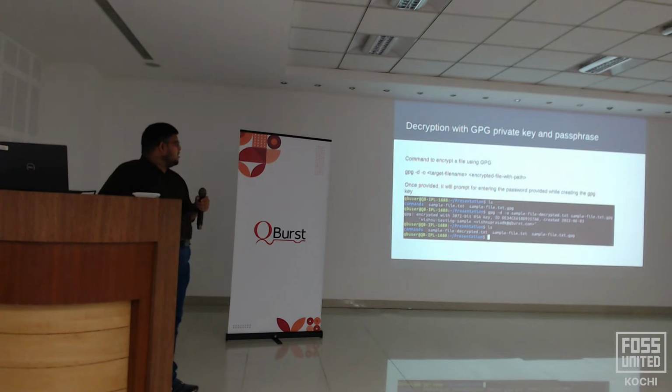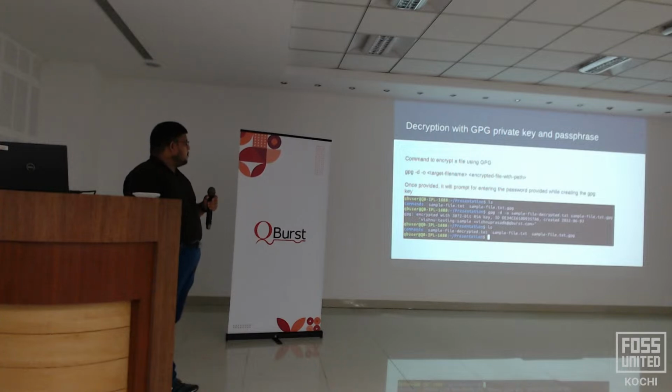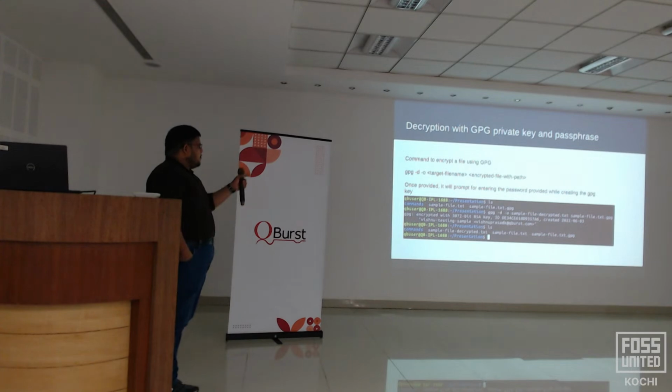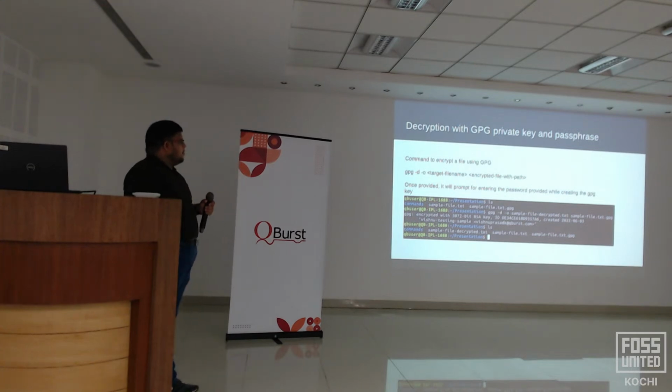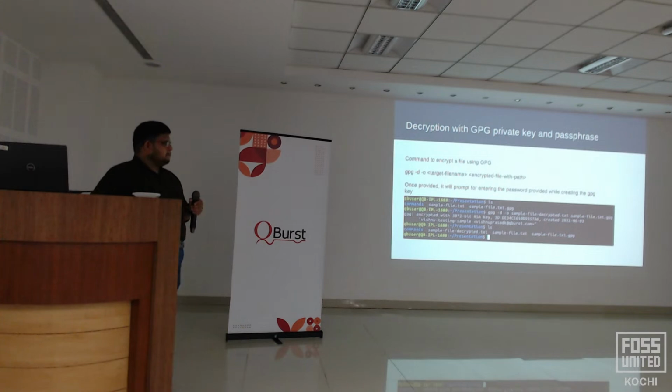Similarly, we can also use the decrypt command, which is gpg -d -o, followed by the target file name and the encrypted file path, whichever file path we have encrypted. You can see the same command in the screenshot below, wherein we have sample file decrypted.txt, which is decrypted from the GPG file to a text file.